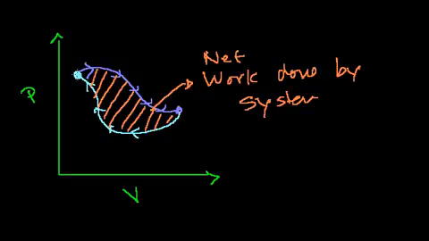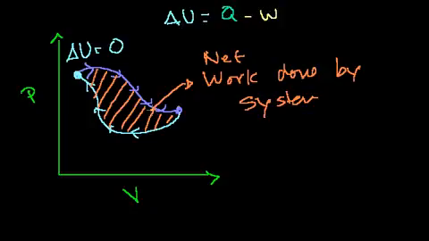So our change in internal energy over this path, you're going to have a different internal energy here than you had here. But when you go around the circle and you get back, your change in internal energy is equal to 0. And we know that our change in internal energy is defined as, and this is from the first law of thermodynamics, the heat added to the system minus the work done by the system.